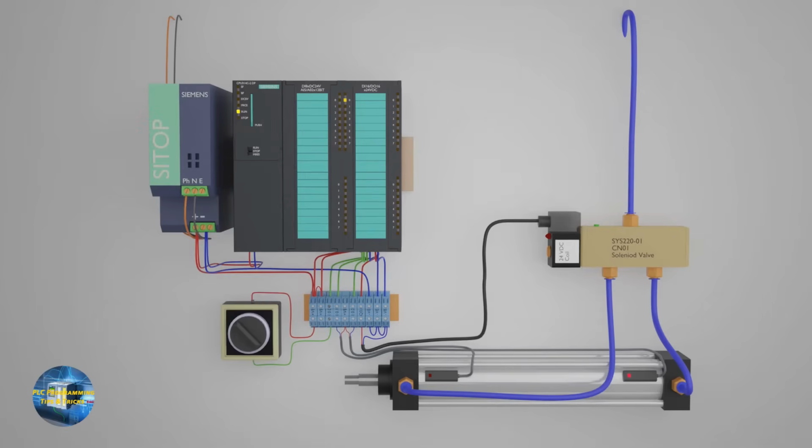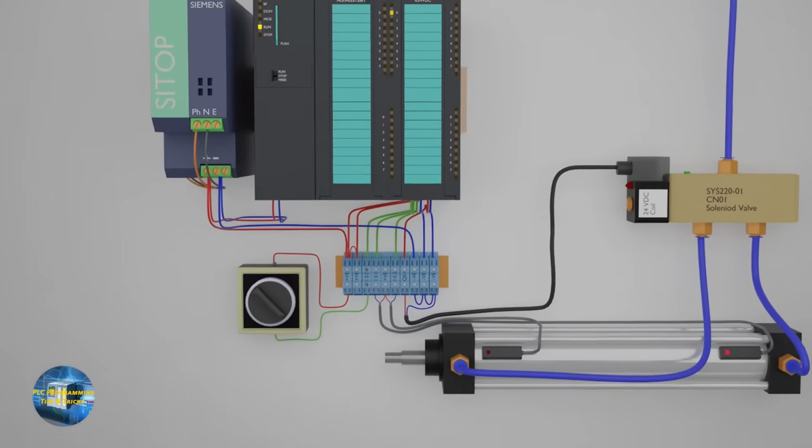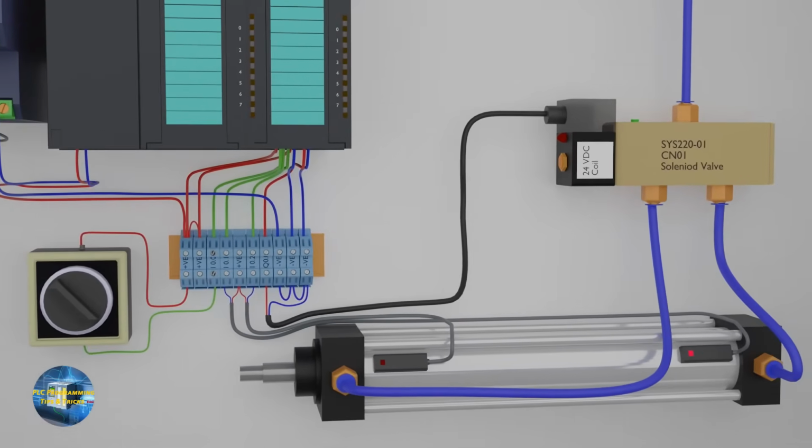In today's session, we will see how to program the PLC for the pneumatic cylinder. Let's discuss the setup for today's tutorial. We have a cylinder which is actuated by the pneumatic solenoid valve which is connected at the Q0.0 PLC output. Next, we have two reed switches to detect the position of the cylinder piston.